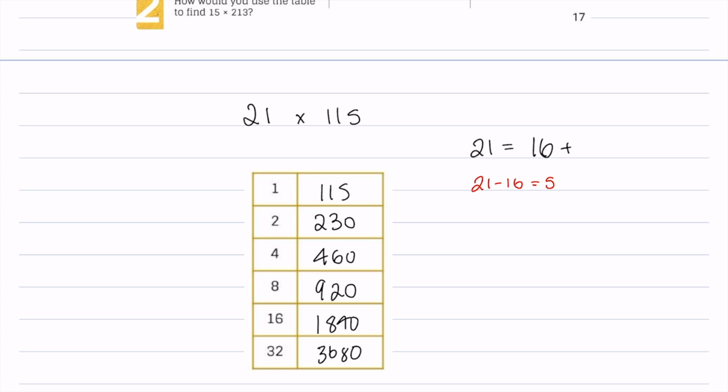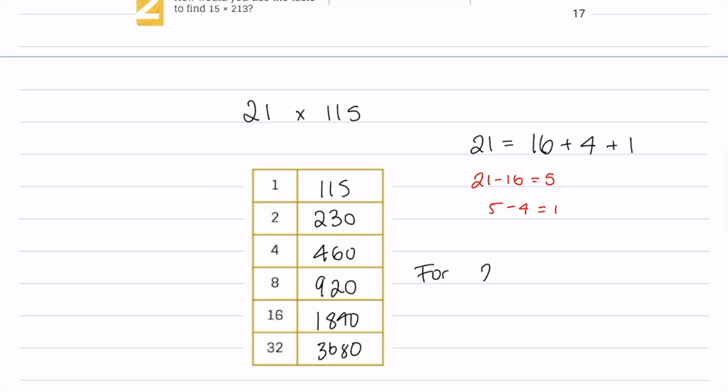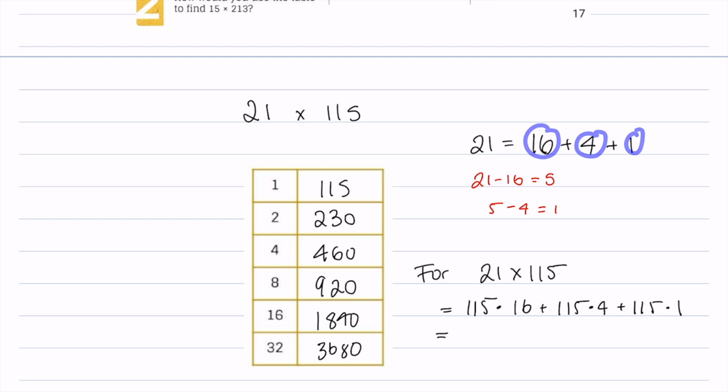I can't use 8, it's too big. I have a 4 though, so I can do plus 4. And then 5 minus 4 gets me 1. And there is a 1 in this table right there, so I can use 1. And so for 21 times 115, we're going to do 115 times 16 plus 115 times 4 plus 115 times 1. There we go. We're using this 16 plus 4 plus 1 decomposition of 21 that we've made.